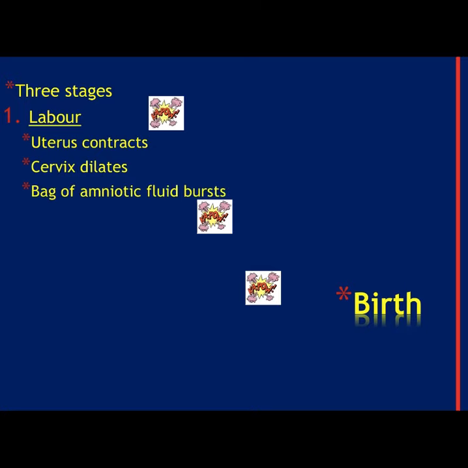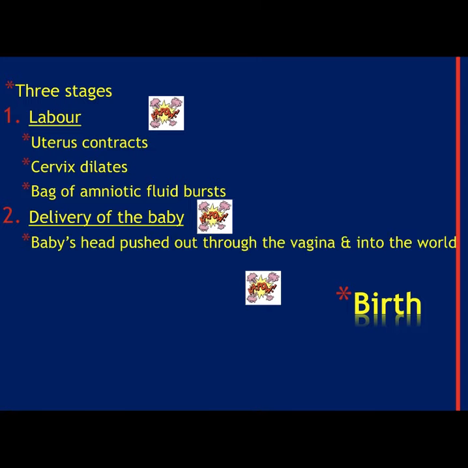At this point, the bag of amniotic fluid will burst, so they call it your waters breaking. If it happens before you start contracting, then you really should go to a hospital first. The second stage is actual delivery of the baby. Once you're 10 centimeters dilated and you push, the baby's head is pushed out through the vagina and into the world. And the third stage is the delivery of the placenta.